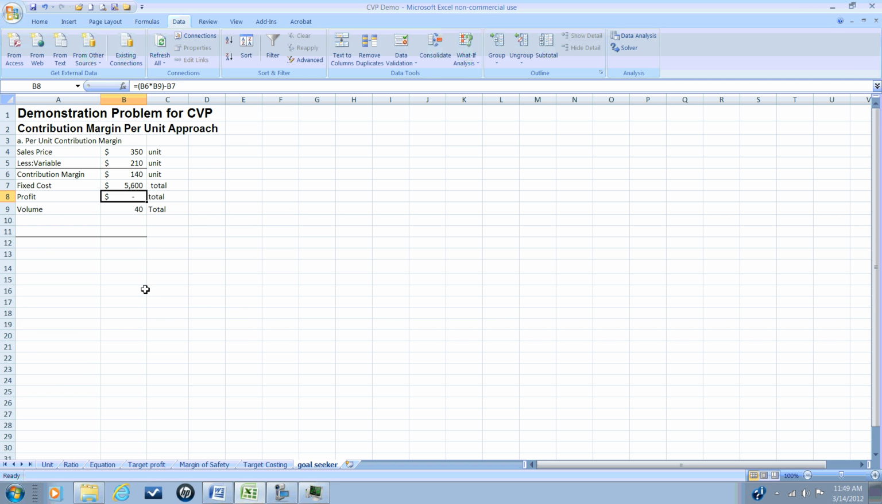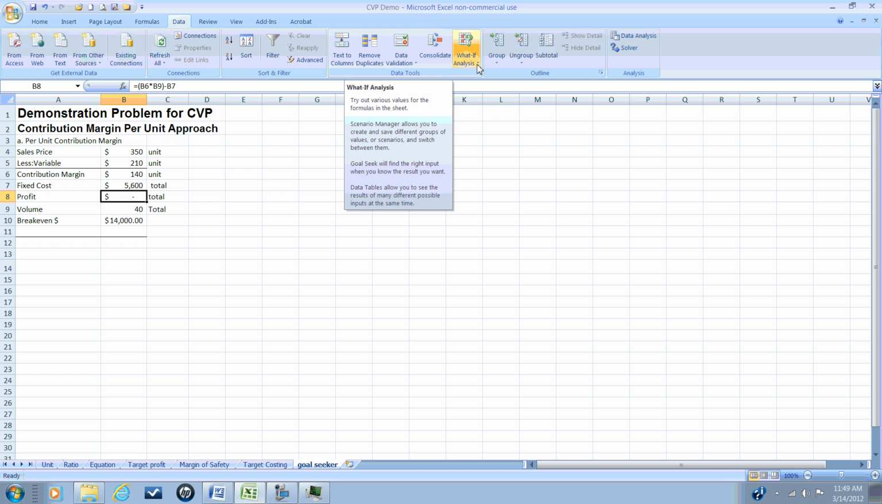So Goal Seek is a nice little tool that we can use if you wanted to know the break-even in money. Again, we simply take the sales price, multiply it by our volume, and again we get that same answer of 14,000. Now we can also use Goal Seek to determine our desired profit.